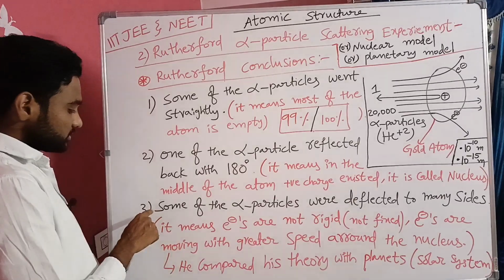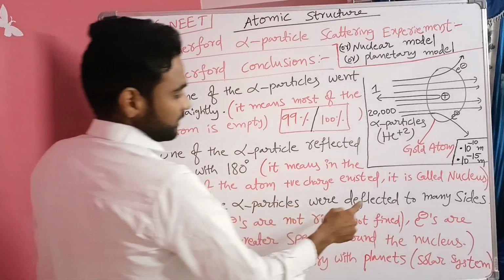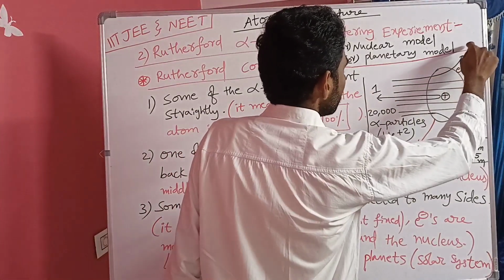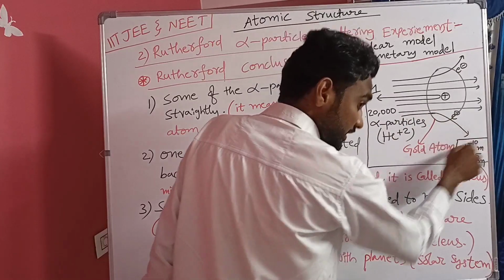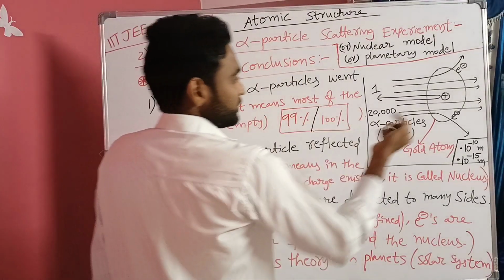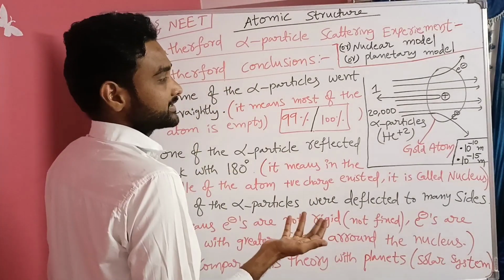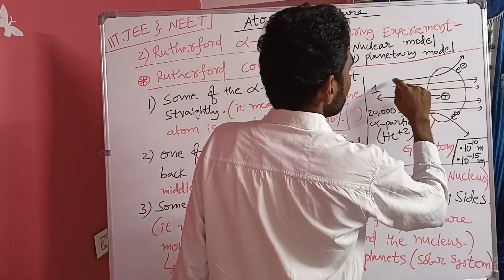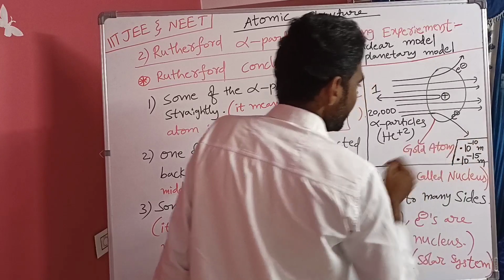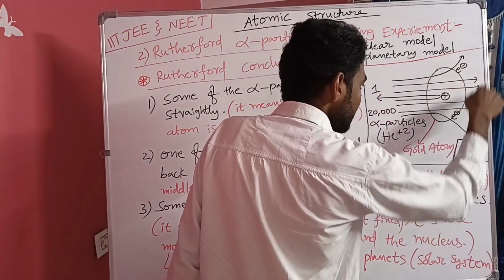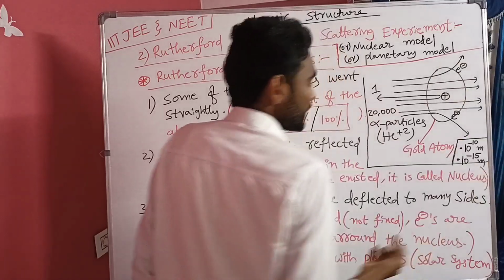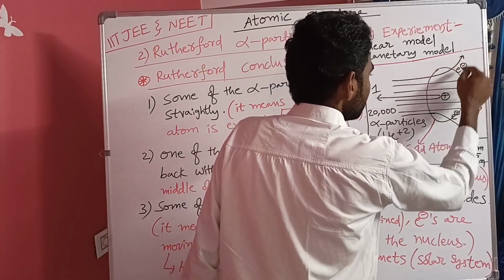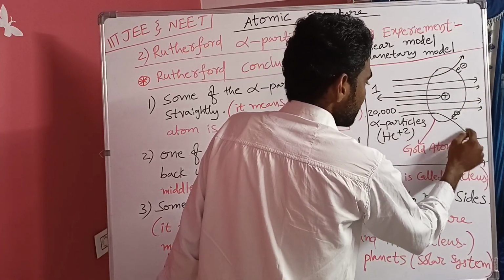Okay, next, the third conclusion is that some of the alpha particles were deflected to many sides. See, one time the alpha particle deflected this side, another time that side. It means sometimes, based on the timing, the deflection of the alpha particle changes. Here electrons are revolving, and because of this revolution of electrons, alpha particles are deflecting. When the electron is here, the alpha particle deflected this side. When the electron is there, it deflected that side.